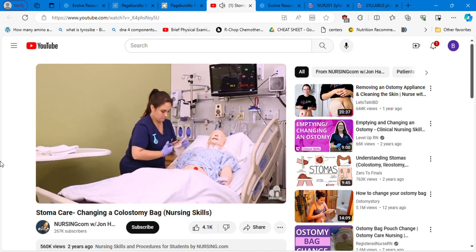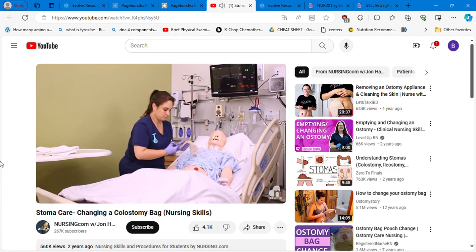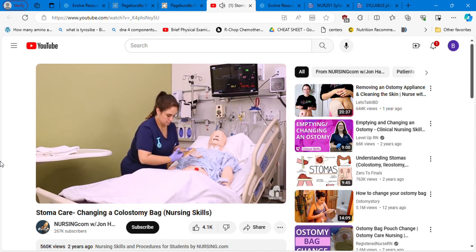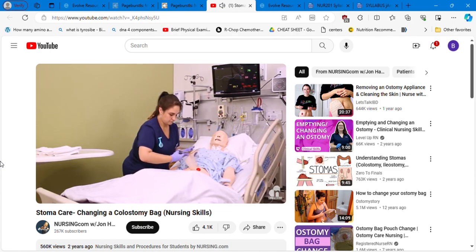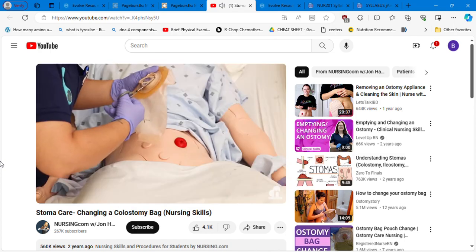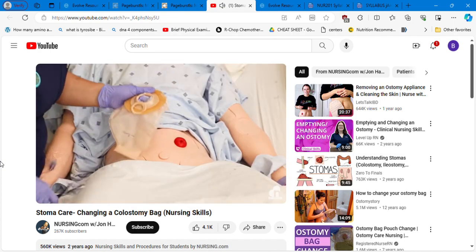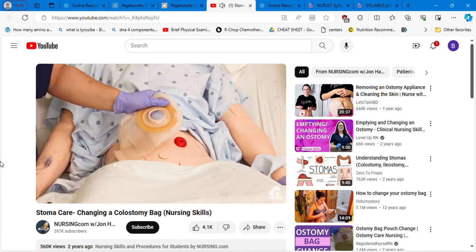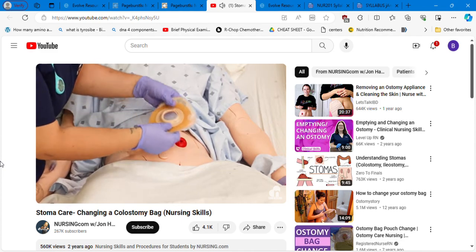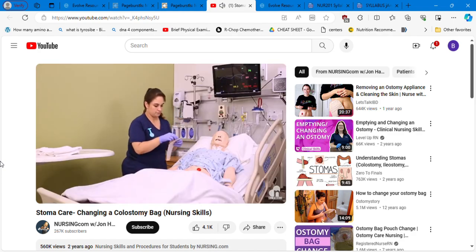So now you want to measure the stoma and cut the hole of the wafer to be about 1/8 of an inch larger than the stoma. If it's too small, it can actually cut off circulation to the stoma itself. So you're going to use a pair of scissors to cut around the inside hole of the wafer. Now, depending on the brand you have, some wafers have little measurement tools, some of them don't. So just make sure that you are about 1/8 of an inch larger than the stoma itself.